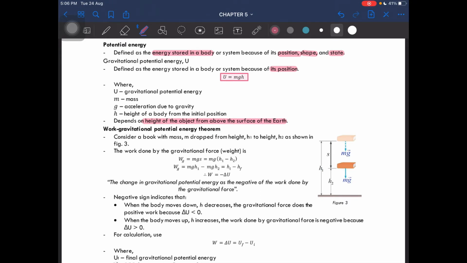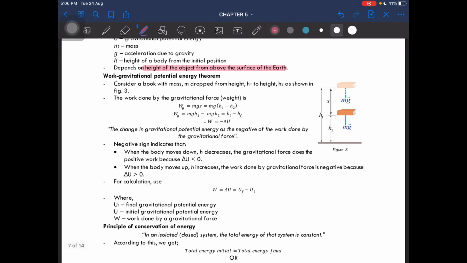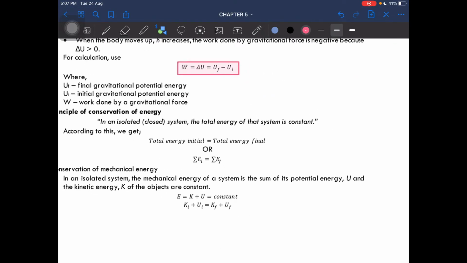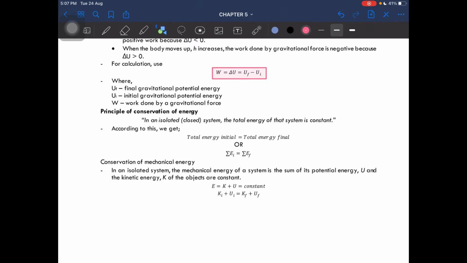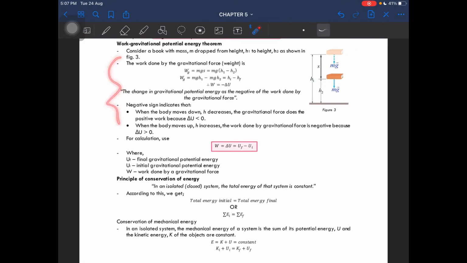And then we also have the work gravitational potential energy theorem, which is that one. So that is the potential and kinetic energy. Now we go on to the principle of conservation of energy. I'm sorry, but this one you can actually read through. The explanation is very simple, so I'm sure you are able to understand that.